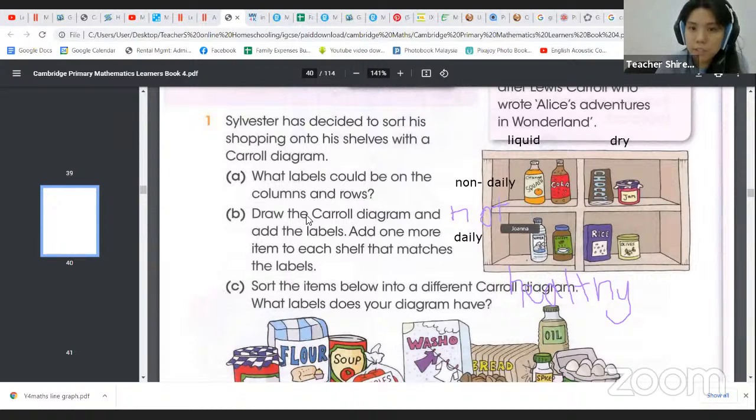Any questions for this? Okay, daily necessity and non-daily necessity. All right, now can you please get a piece of paper and draw the Carroll diagram? Draw exactly like this, but with words rather than pictures. Question B. You just draw the box.